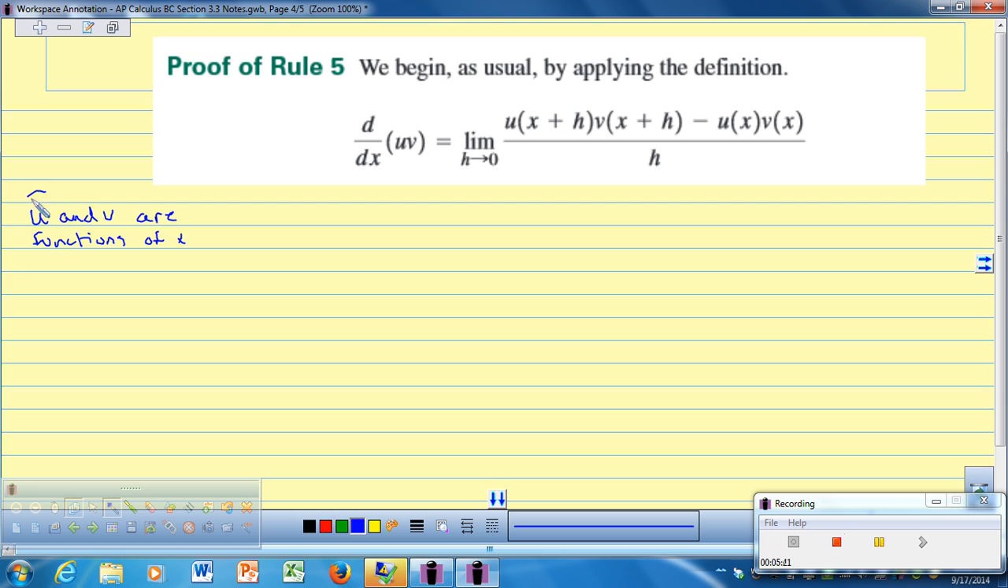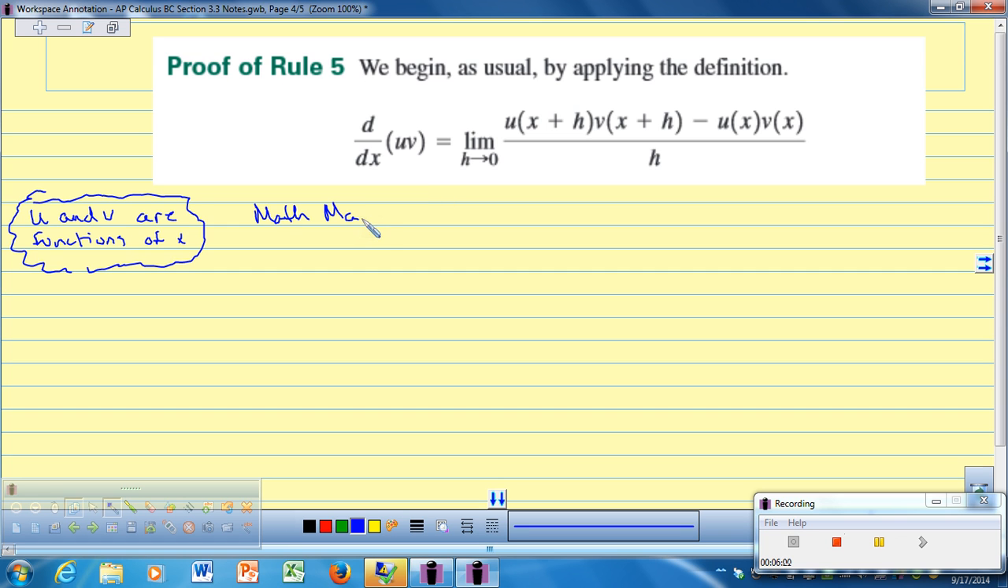And we are taking the derivative with respect to x. So x is our variable. All right, so we have the definition of our derivative filled in, u of x plus h times v of x plus h minus u of x times v of x all over h. And the next thing we need to do is our little math magic.